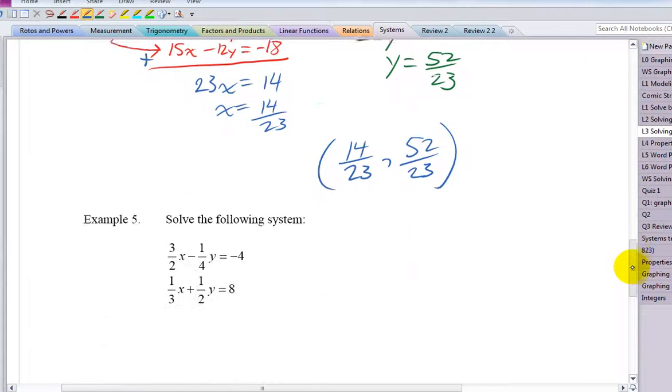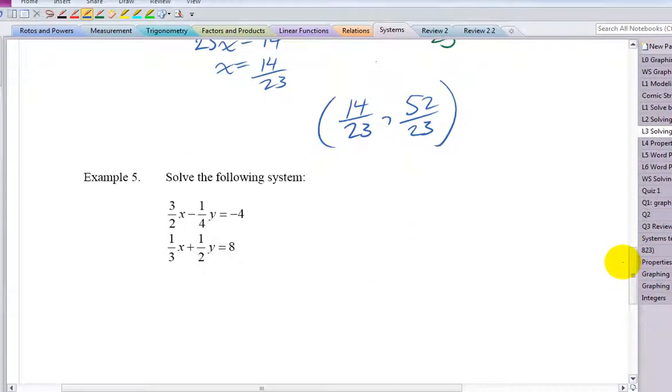The only difference between 4 and 5 is that, for example 5, you have to get rid of your fractions first. So looking at the top equation, we have a half and a quarter. What will we multiply by to get rid of our fractions? 4. So times each term in the equation by 4. Okay. So let's do that first. And the bottom one, what will we multiply by? 3 and a 2 in the bottom. Multiply by 6. Okay, the LCM.